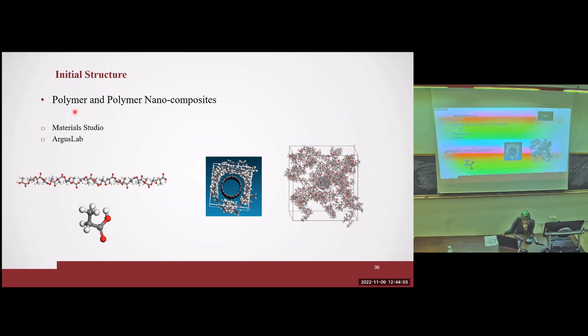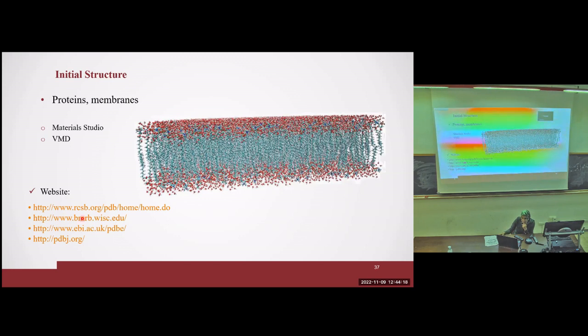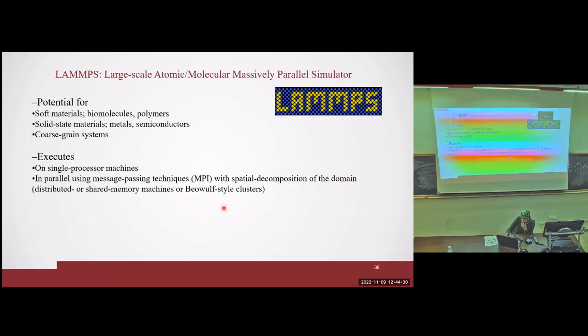It can be polymer nanocomposites. The famous software is Materials Studio. Of course, it's not open source. You can also build it in Argus Lab, or you can import it from different websites. And also, you know, we can have initial membranes. This can be built using VMD. If we have time, maybe we build a membrane in VMD together.